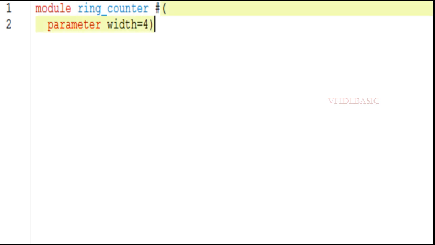Today we are going to see about ring counter in VerilogHDL. So first of all, we need to know what is ring counter. Ring counter is a digital circuit with a series of flip-flops connected in feedback manner. Ring counter is composed of shift register. The data pattern will recirculate as long as clock pulses are applied.